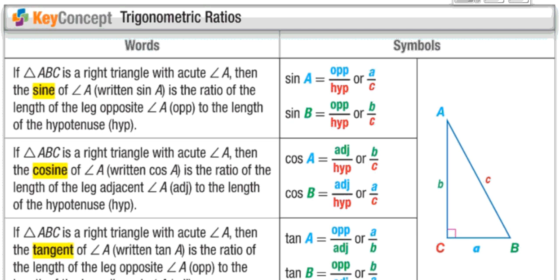Now, this is where we're going to go through what exactly these trigonometric ratios are. So these are the trigonometric ratios. And today I will read to you because I'm not here to call on people. If triangle ABC is a right triangle with acute angle A, then the sine of angle A, written sine A, is the ratio of the length of the opposite leg, opposite angle A, OPP for that, to the length of the hypotenuse, HYP.